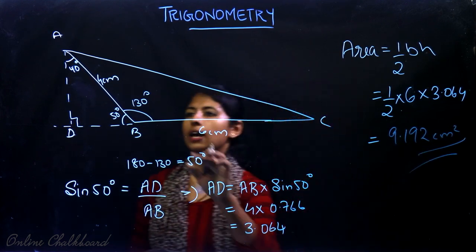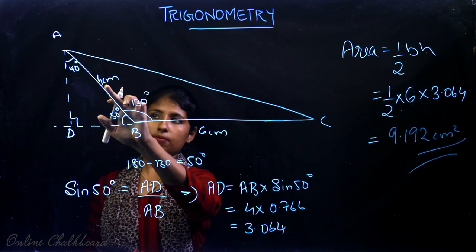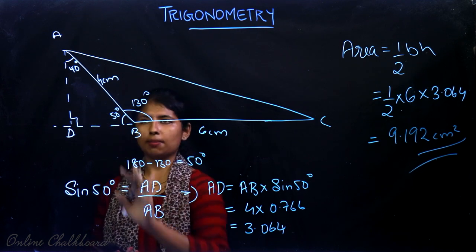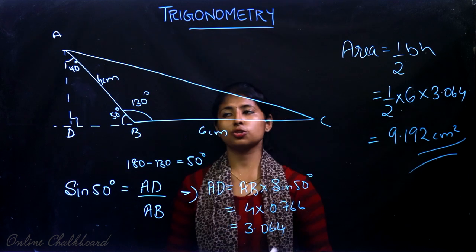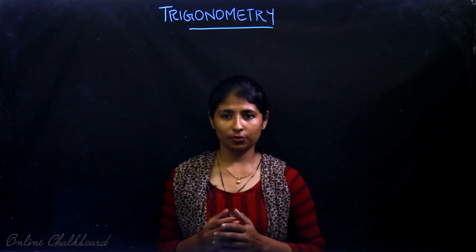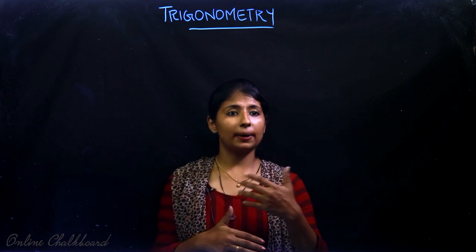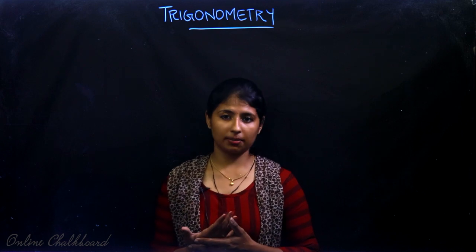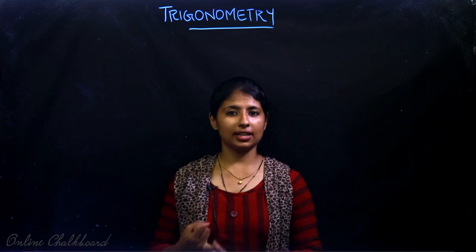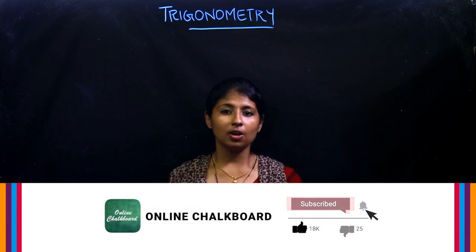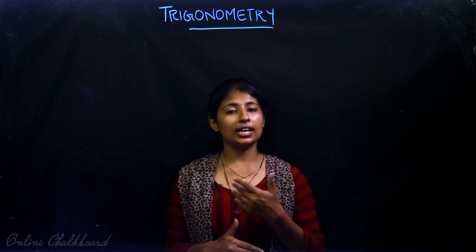This angle is 180 minus 50 degrees. With sides 4 and 6 we get the same area. So we can use the trigonometric ratios to find the area. Friends, we use the new measures of angles in a triangle. Sine and cosine: sine is the opposite by hypotenuse, and cosine is the adjacent by hypotenuse. Using these two we can find the area of the triangle.